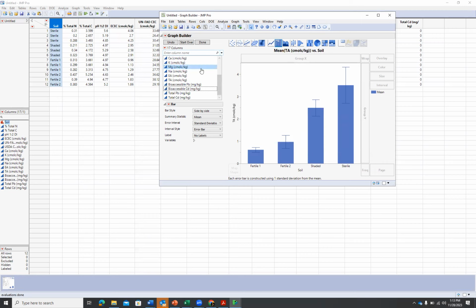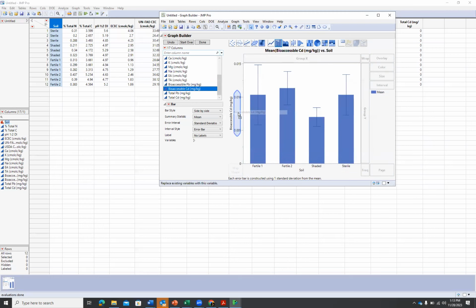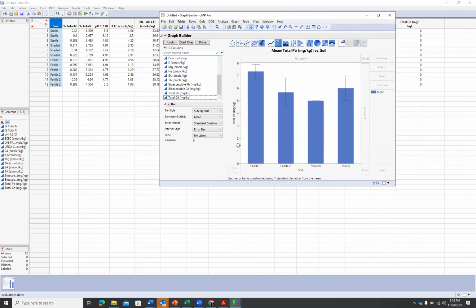All right, so what about bioaccessible lead? I don't think so. Bioaccessible cadmium? No. Total lead? No. All right, so what we came up with is ECEC, quantity of exchangeable calcium, and total acidity.